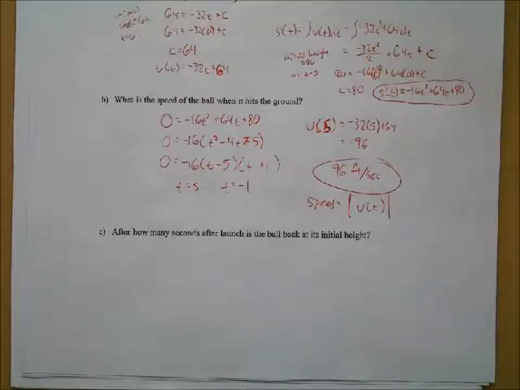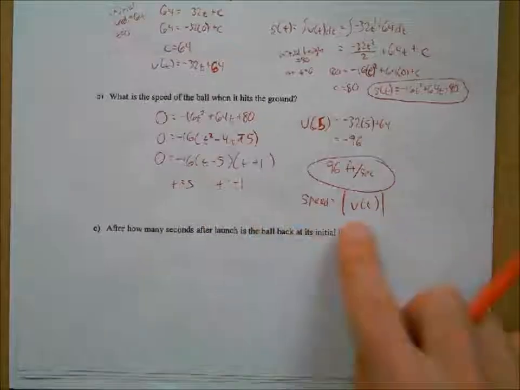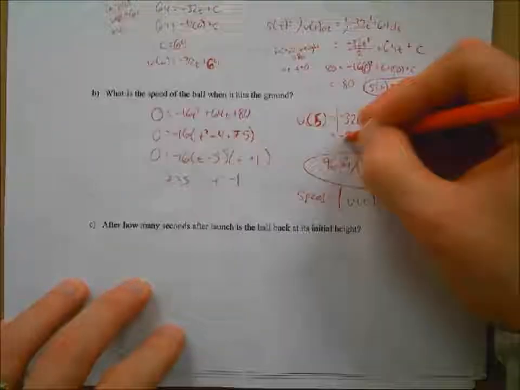Well, what are we taking the absolute value of, though? Not the absolute value of t. We're taking the absolute value of the velocity, which is the speed. So, yeah, that's why. Okay? I'm going to put the absolute value symbols in there.